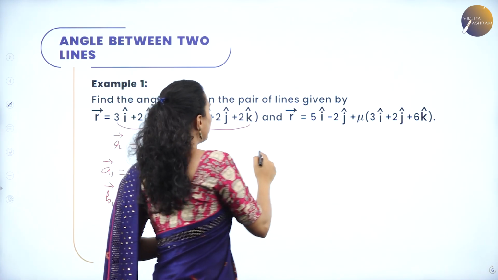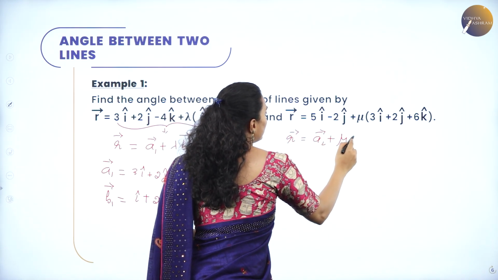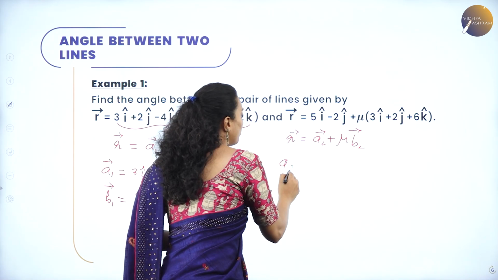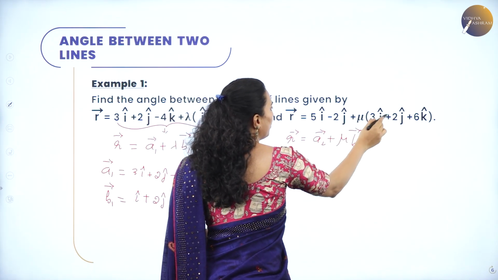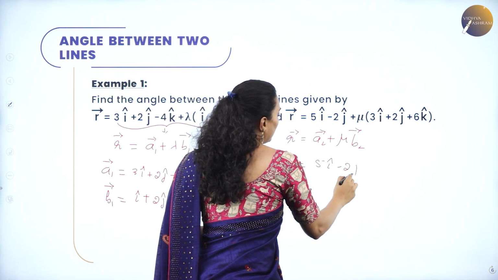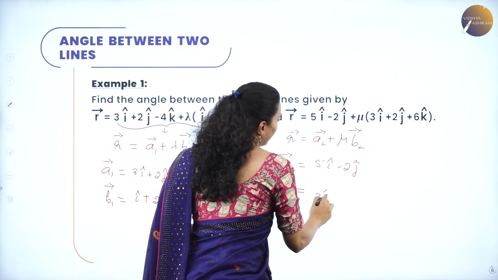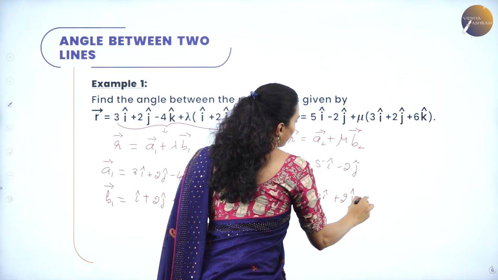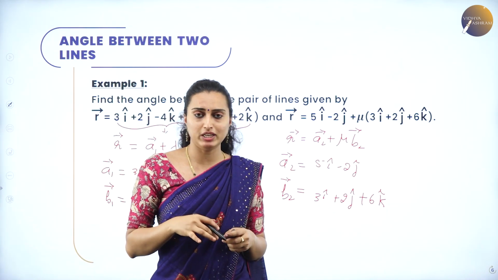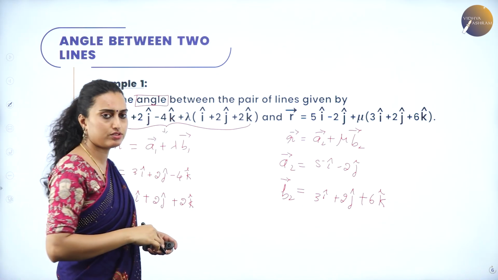Similarly, this equation will be r vector = a2 vector + mu into b2 vector, isn't it? Now what is a2? If you compare, a2 vector = 5i - 2j. Similarly, b2 vector = 3i + 2j + 6k, right? Now you know what a1, a2, b1, b2 are. Now what do you need to find out? They've asked you to find the angle between these two lines, isn't it?